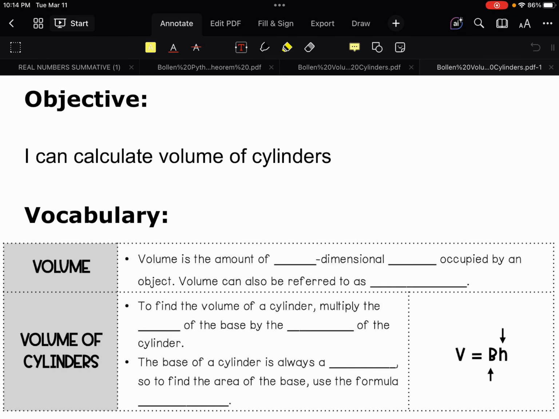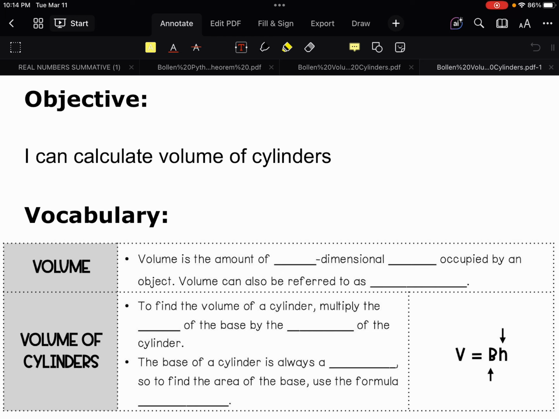Hey guys, so the first thing we need to do is start by writing down our objective. I can calculate the volume of cylinders, and that's what you should be able to do independently on the yellow slides by the end of this lesson. First thing you need to know is what volume is.